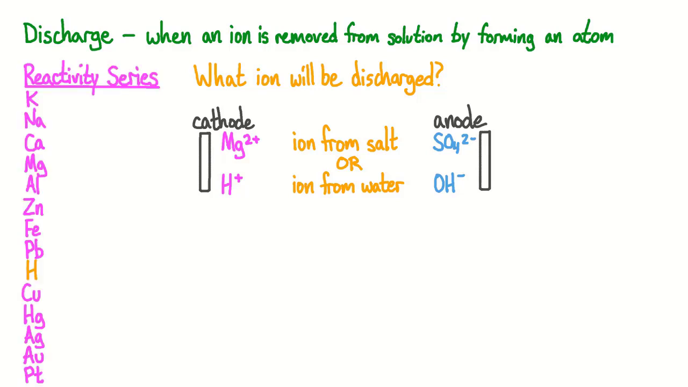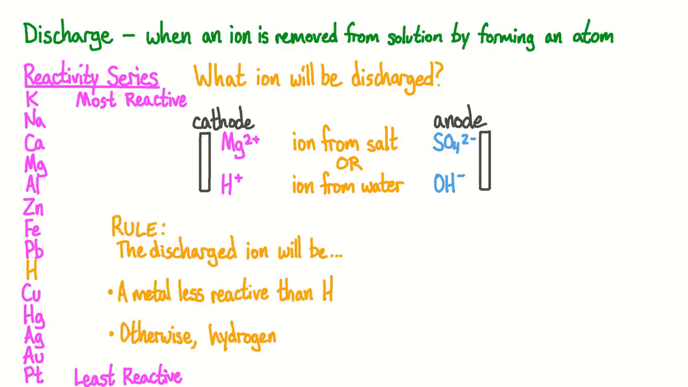To understand the rule that applies at the cathode, we need to take a look at the reactivity series. The reactivity series is a list of metals in order, from the most reactive at the top to the least reactive at the bottom. With the reactivity series in hand, we can look at the rule for ion discharge at the cathode. If the ion from the salt is a metal that's less reactive than hydrogen, that metal ion will be discharged. Otherwise, the hydrogen ion from the water will be discharged.